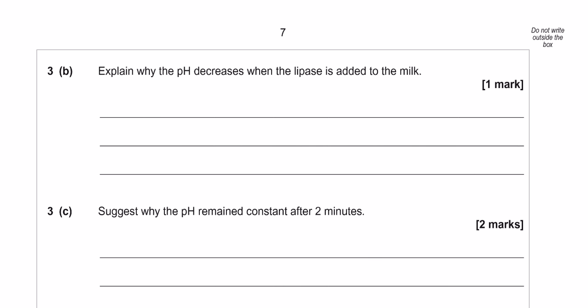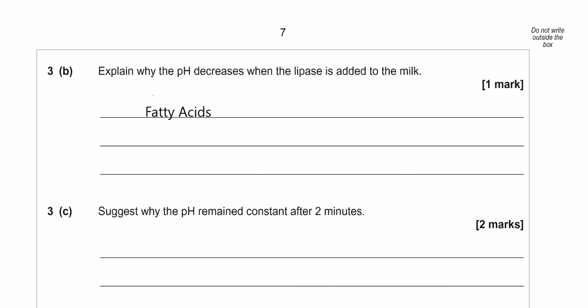Okay, 2b, explain why the pH decreases when the lipase is added to the milk. Well, if you know about hydrolysis of lipids by lipase, you know that several things will be produced, particularly fatty acids. Now fatty acids obviously are going to be acidic. So you can't just say acid, because it's not specific enough. You need to mention fatty acids.